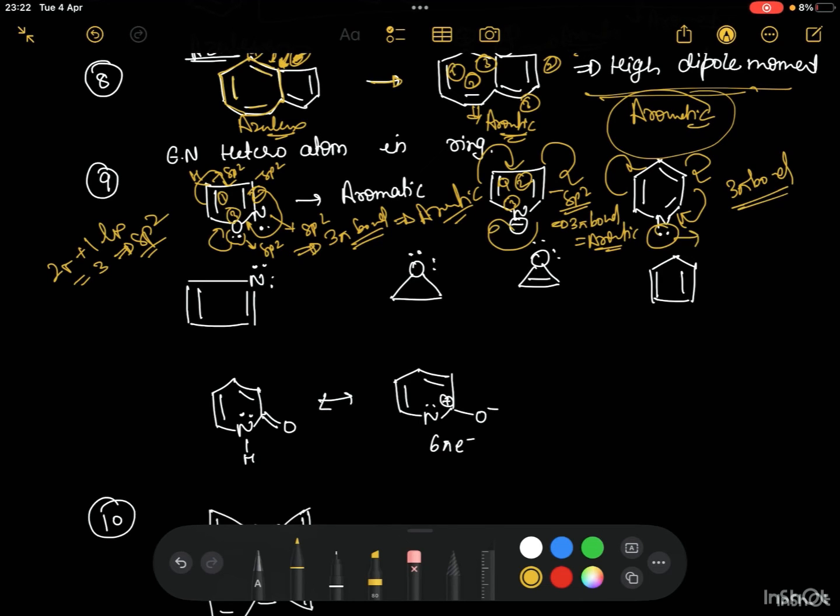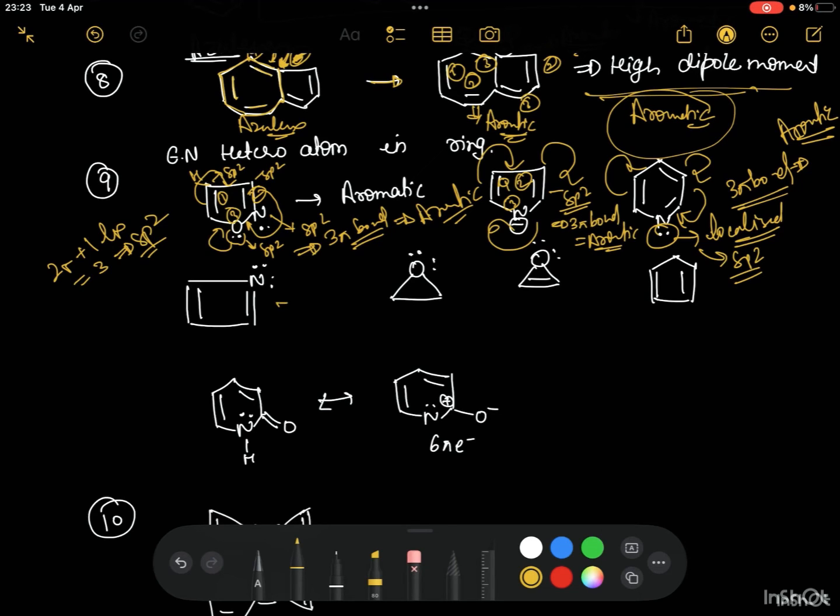If I have this system 1, 2, 3, okay, 3 pi bonds, this lone pair is not going into delocalization. This one is a localized lone pair. So it is sp2 hybridization, that one not going into delocalization. Only 3 pi bonds are going into delocalization. We will calculate this one. That system is aromatic because it is sp2 and 3 pi bonds.